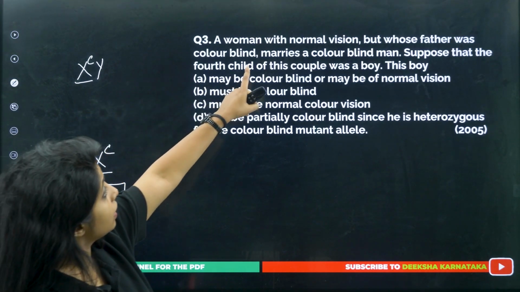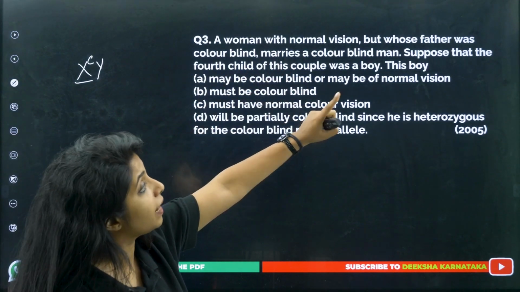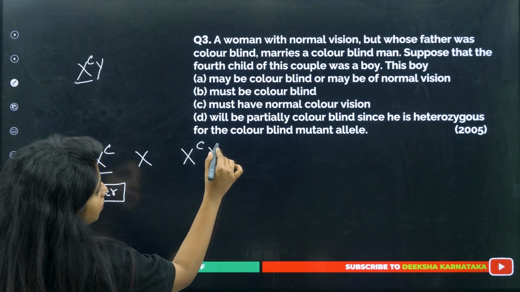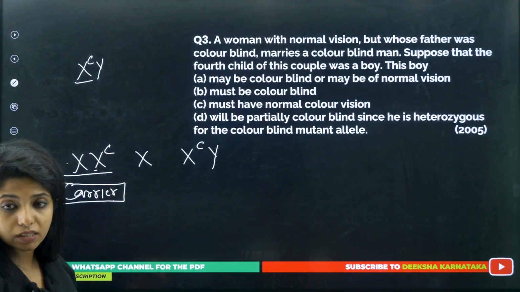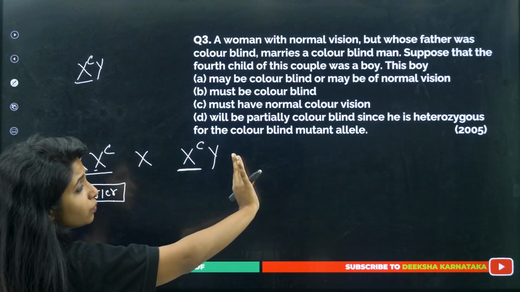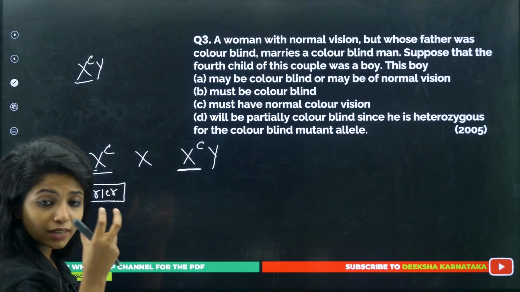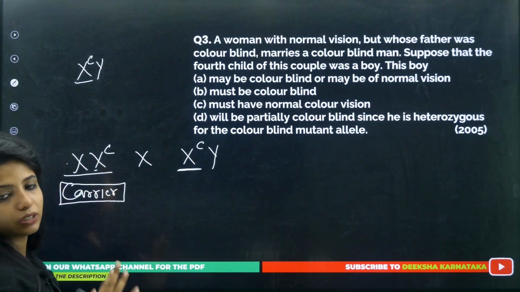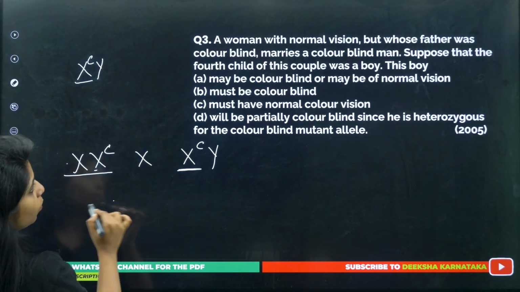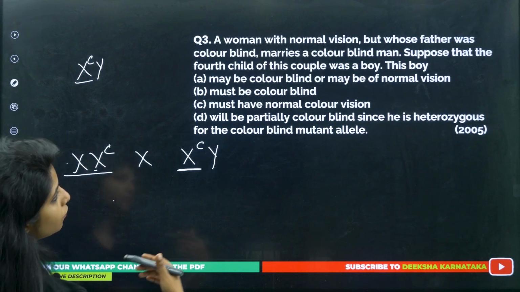Now, a woman with normal vision but whose father was colorblind marries a colorblind man. Colorblindness, as I said, is a recessive disease. So this has to be the condition. If there was a dominant trait, then this particular person would not have been colorblind. Since there is only one gene and this is a recessive gene, you have the disease. So this is a colorblind man and this is a carrier female. Now, what is the question? Suppose that the fourth child of this couple was a boy. This boy will have what?